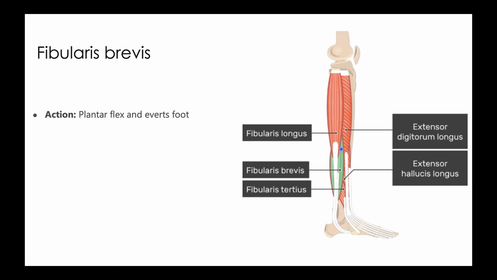Fibularis brevis is a little bit deep to our fibularis longus, and it's again going to plantar flex and evert the foot. And then fibularis tertius, which you can just see right down here, and it's not actually in green. Fibularis brevis is still in green. You can see fibularis tertius here actually dorsiflexes and everts the foot, so slightly different.